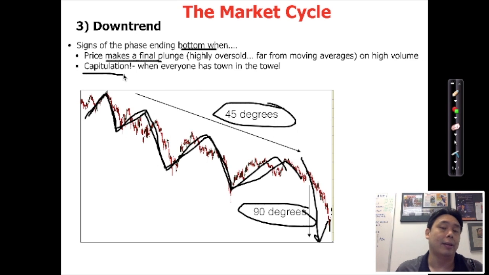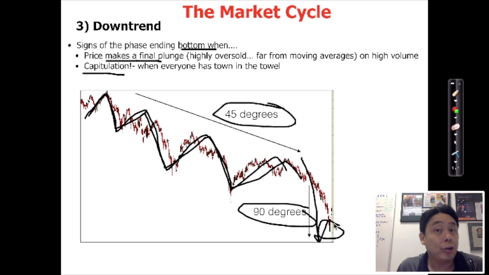Capitulation means to surrender. And I always like to say that the price can only bottom when there are no more sellers left. If there are no more sellers left, the price can't go lower. So there are no more sellers left when the last seller has sold. Okay? When the person who had all the faith all the way lost faith and says, you know what, I'm going to throw in the towel, it's over, I'm out. And that's when the market bottoms. Okay?